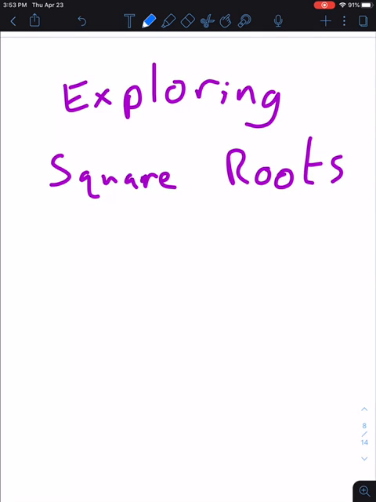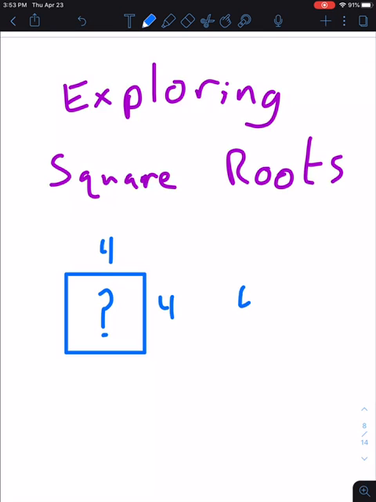So today we're going to be talking about exploring square roots. Last week we had this idea that if we've got a square here and the side lengths are 4, and we wanted to know what the area was, we could just do 4 squared, and that gives us 16. So we know then that the area is 16.